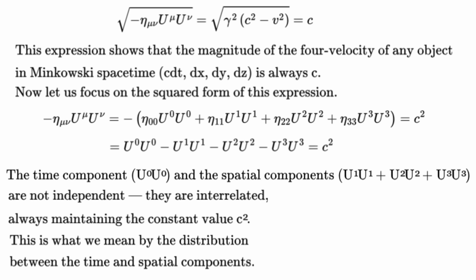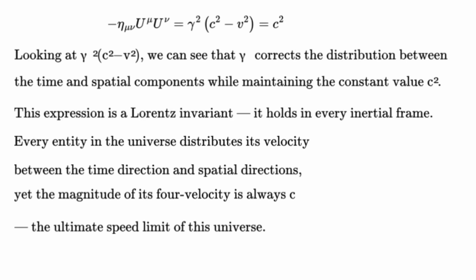The time component, u0 u0, and the spatial components, u1 u1 plus u2 u2 plus u3 u3, are not independent. They are interrelated, always maintaining the constant value c². This is what we mean by the distribution between the time and spatial components. Looking at γ²(c² minus v²), we can see that γ corrects the distribution between the time and spatial components while maintaining the constant value c².